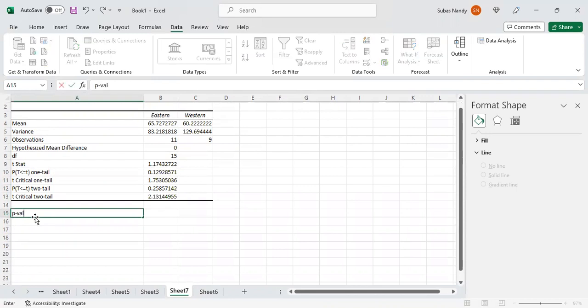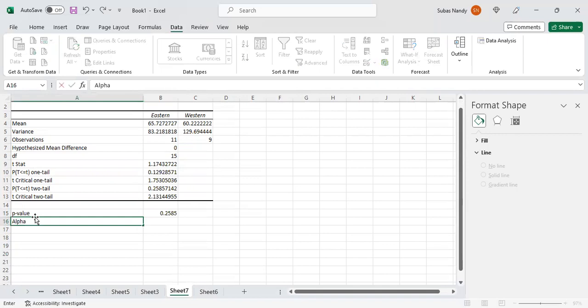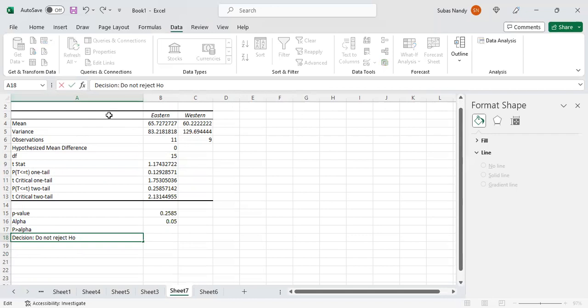So I can write it down. The p-value is 0.2585. Alpha is given to us as 0.05. So p is greater than alpha. Decision: do not reject H0. H should be capital, and 0. Do not reject the null hypothesis because p is greater than alpha. So my decision is, I'll write it clearly, do not reject H0.